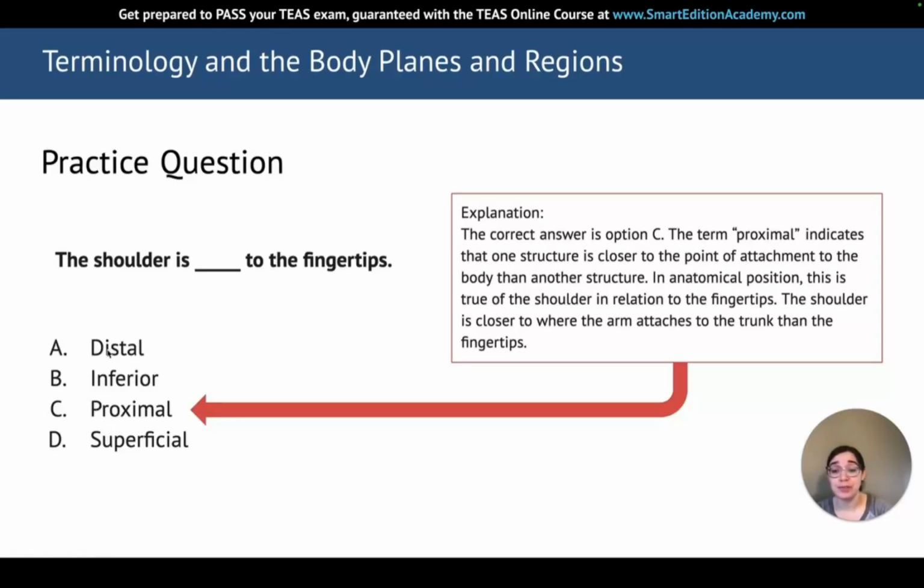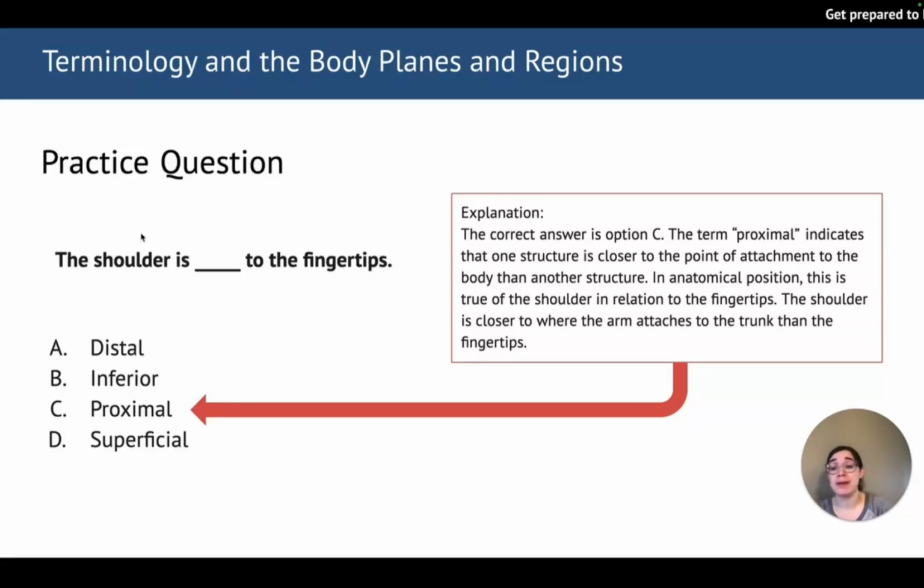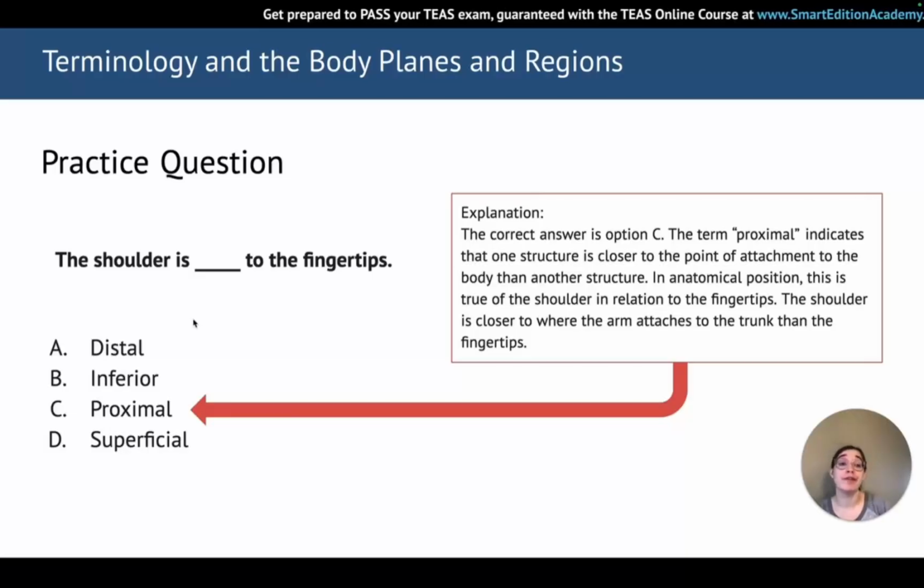The word distal is the opposite of the word proximal. So distal means that a structure would be further away from the point of attachment than another structure. So if our practice question were reversed and we were being asked the fingertips are blank to the shoulder, then the correct answer would be distal because the fingertips, as we've seen, are further away from the point of attachment of the arm as a whole than the shoulder is. But that's not what our practice question is asking us, so that answer is incorrect.